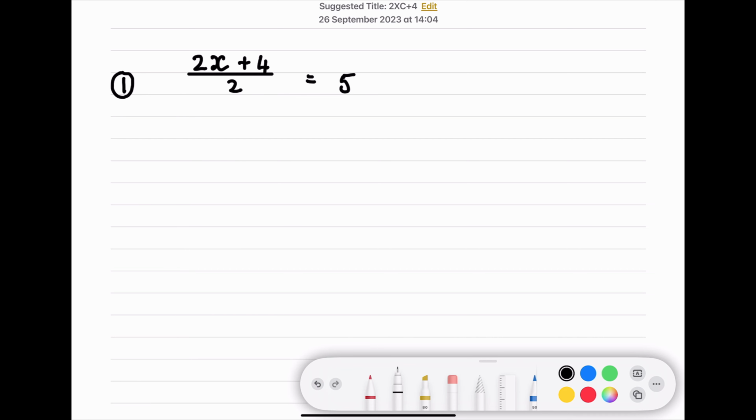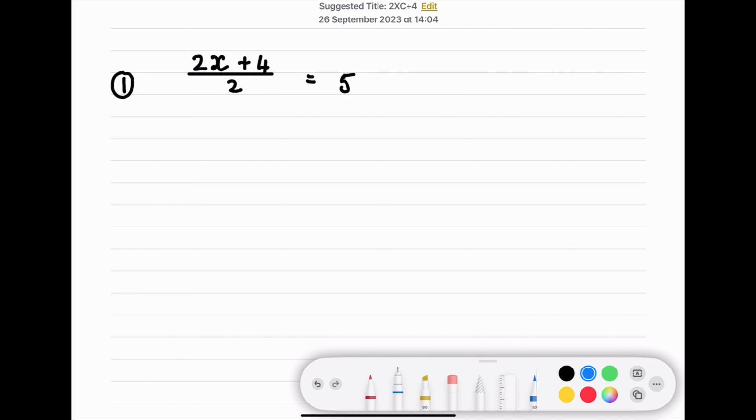In today's video, we are going to look at algebraic expressions with denominators and how to find x. So we can just jump into the first example. The first step would always be to get rid of the denominator.